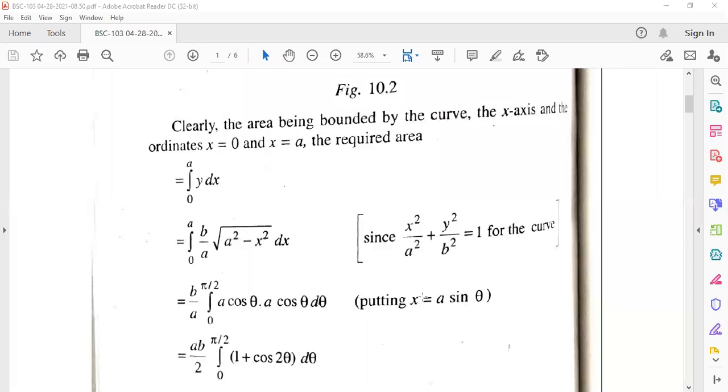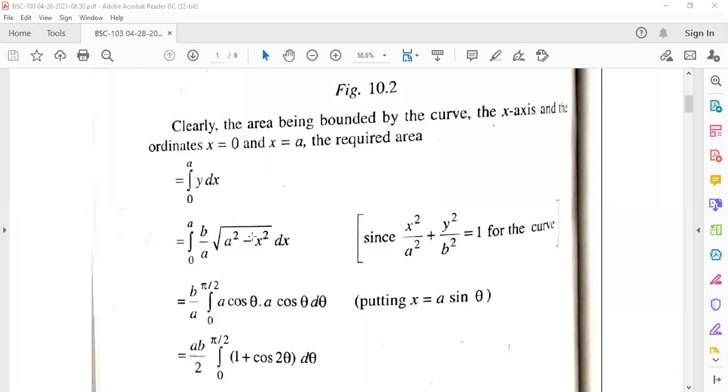When we put x equal to a sin theta, the limit of the integration also changes. When we put x equal to 0, then sin theta equal to 0. In the first quadrant, sin theta 0 means theta equal to 0. When we put x equal to a, then sin theta equal to 1. In the first quadrant, sin theta 1 means theta equal to pi by 2. So the limit is changed to 0 to pi by 2.